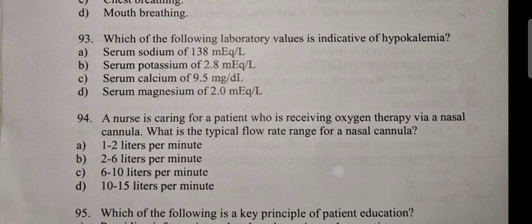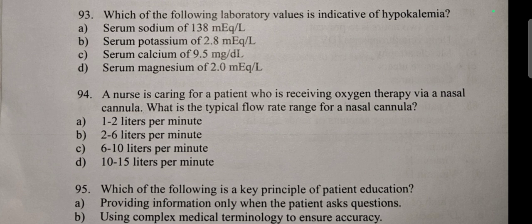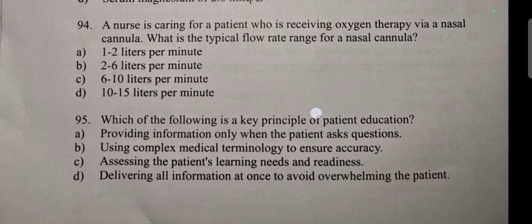A nurse is caring for a patient who is receiving oxygen therapy via nasal cannula. What is the typical flow rate for a nasal cannula? It is about 2 to 6 liters per minute. Correct option is option B. Which of the following is a key principle of patient education? The correct option is option C, assessing the patient's learning need and readiness.